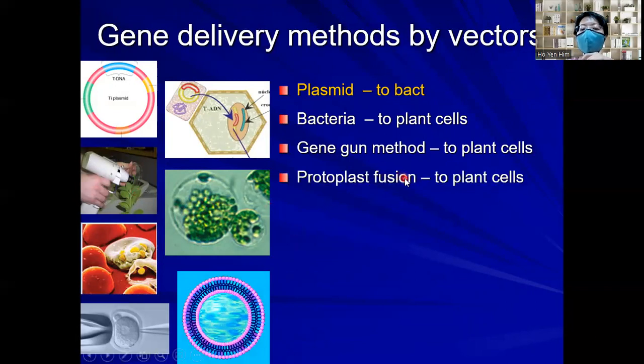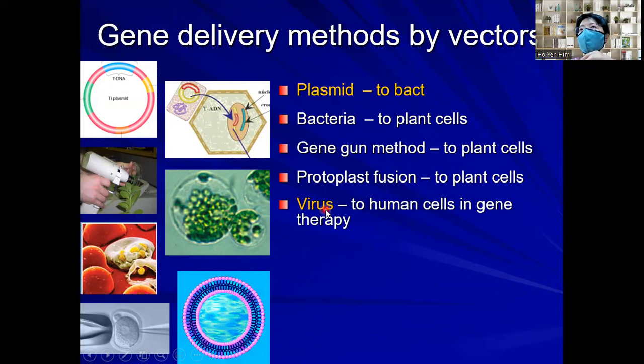Then protoplast fusion method. Protoplast here is actually the part of the plant cell where you have removed the cell wall. So when we want to mix the DNA of 2 different plants of different species into one cell, we can first remove the cell wall, and then we allow the 2 cells to fuse. So when the membrane fuses, then the DNA of these 2 cells will become present in one cell already. So this is how we transfer the DNA from one cell to another cell using protoplast fusion methods. This is only for plant cells.